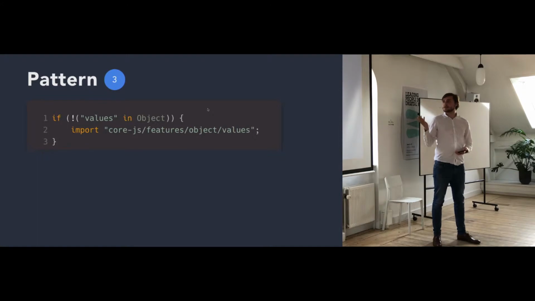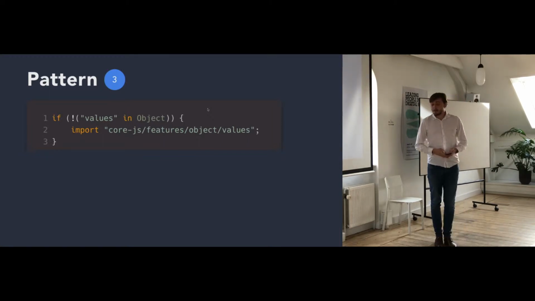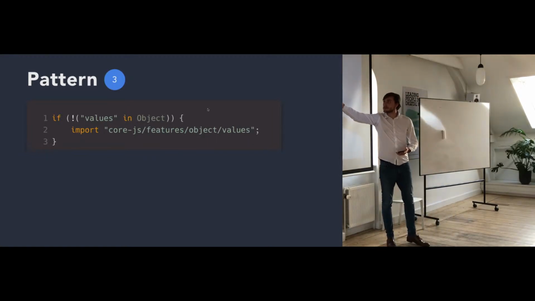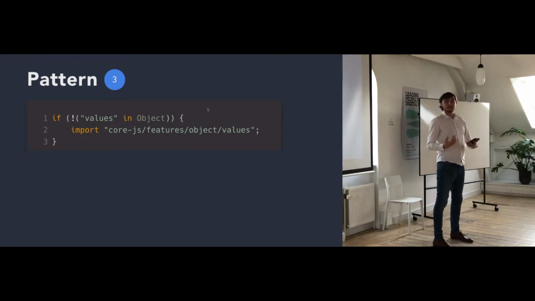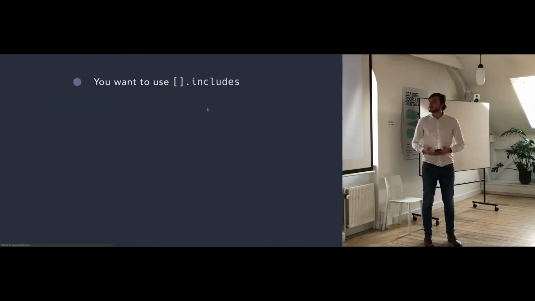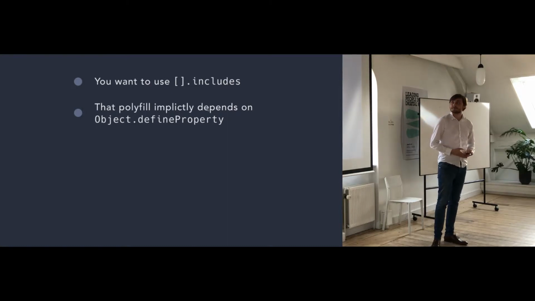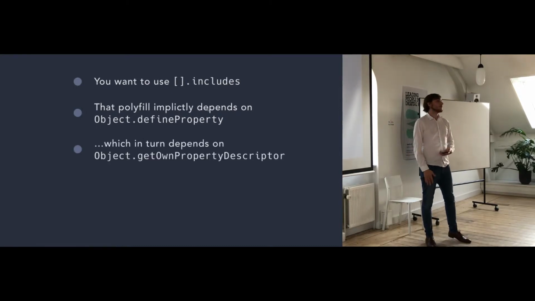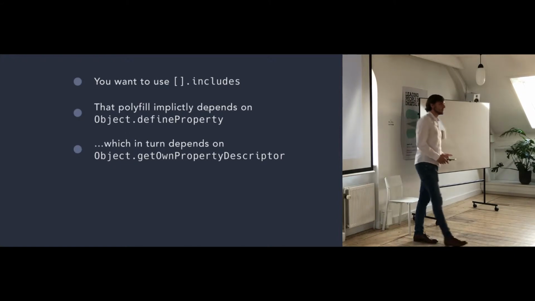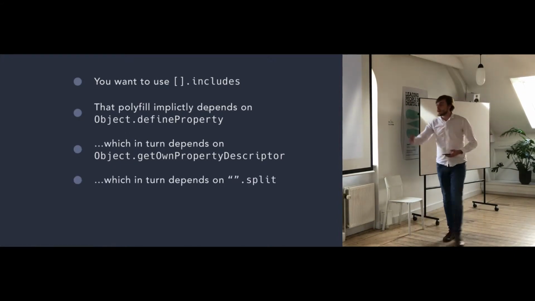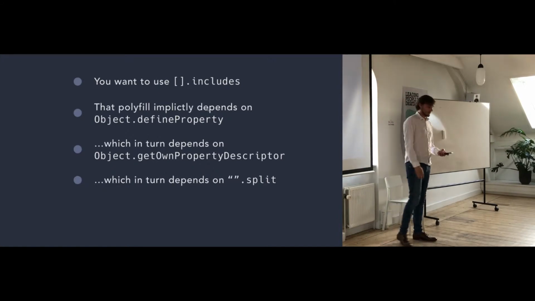So here we have a similar approach, except we load only the specific features we need. But this brings us into a whole new territory. Now, what if Object.values depends on the existence of other implicit dependencies? Put another way, let's say you want to use Array.includes. Well, that might depend on the existence of Object.defineProperty. Okay, so now you add an import for Object.defineProperty if that isn't around. For that one, that depends on Object.getOwnPropertyDescriptor. So you add that one. But that one depends on the existence of String.split.